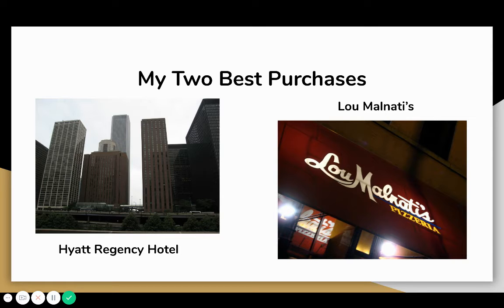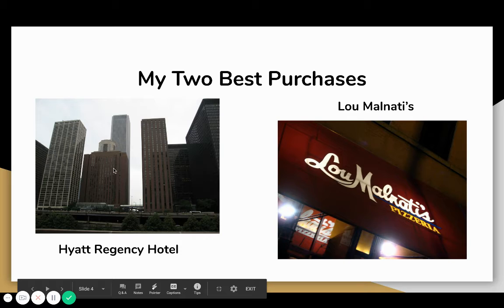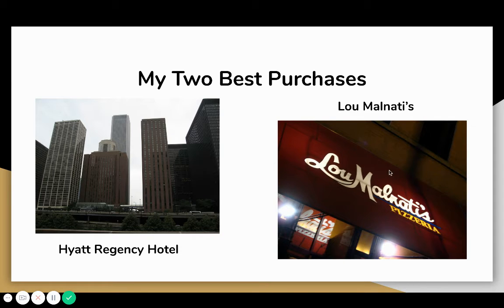Your third slide will be what were your 2 best purchases or deals. This could be souvenirs, this could be your hotel, this could be restaurants, this could be attractions. That's up to you. And then include visuals. So here, in my example, I chose the hotel deal that I found right here, which is the Hyatt Regency. And then I chose a Lou Malnati's Pizzeria, which was a restaurant that had a great deal on there as well.